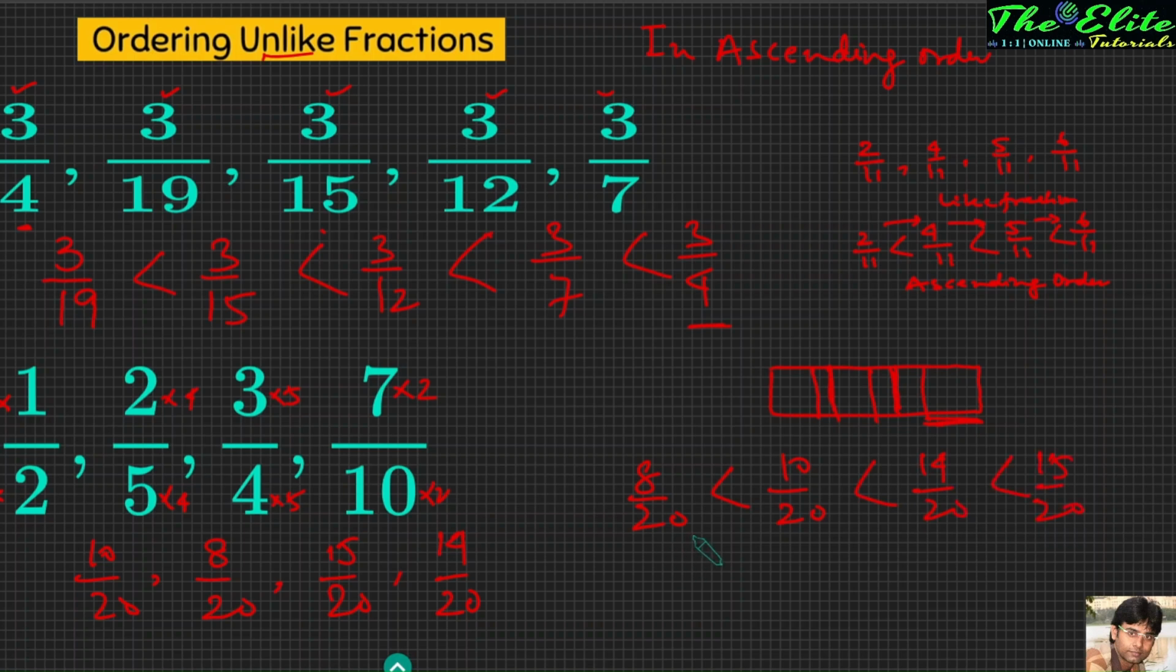Now we will not write these numbers in the answer, because the actual numbers given in the question are 1 by 2, 2 by 5, 3 by 4 and 7 by 10. So we will check what we made this 8 over 20 from. 8 over 20 was actually made from 2 over 5, so we will write 2 over 5. The next number will be 1 by 2. 14 by 20 was actually nothing but 7 by 10. So we can just write the actual numbers given in the question. 15 by 20 was nothing but 3 by 4. And the order will be like this. So this is your final answer.